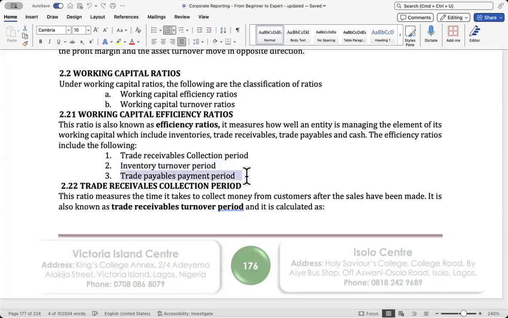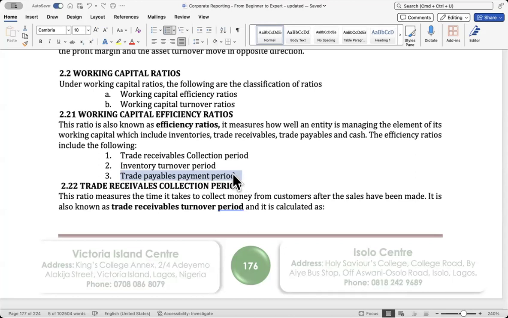Even this trade payables payment period that measures the number of days it takes you to pay your supplier. The formula is trade payables over your credit purchases. But in 99% of the cases, you will not find your credit purchases given to you. What you have is your cost of sales. Please use the cost of sales. The differences are not much. Your ratio will still give you what it should give. So trade payables over cost of sales will fly, even though the formula you would write for it is trade payables over credit purchases.